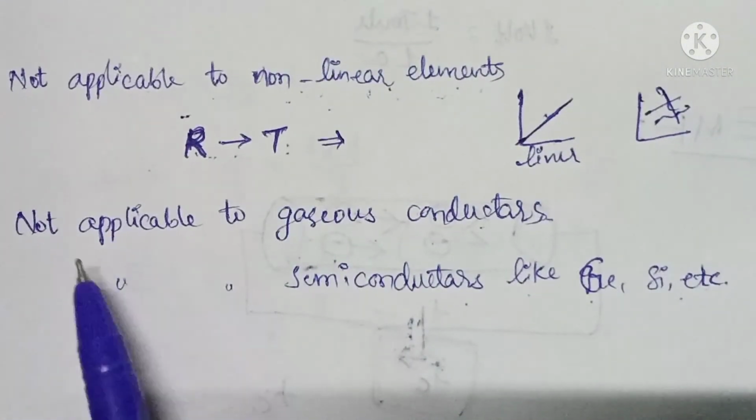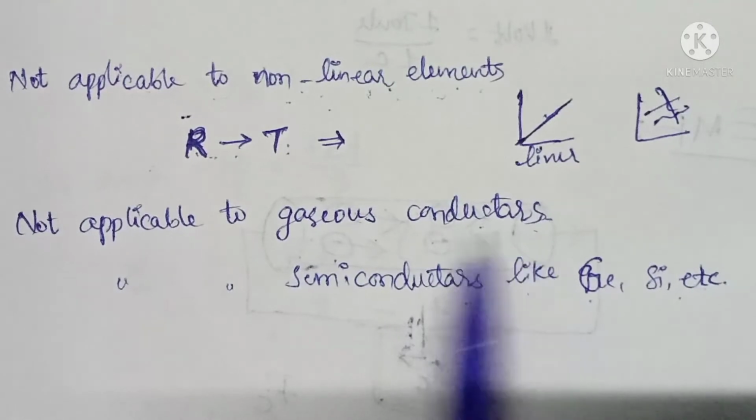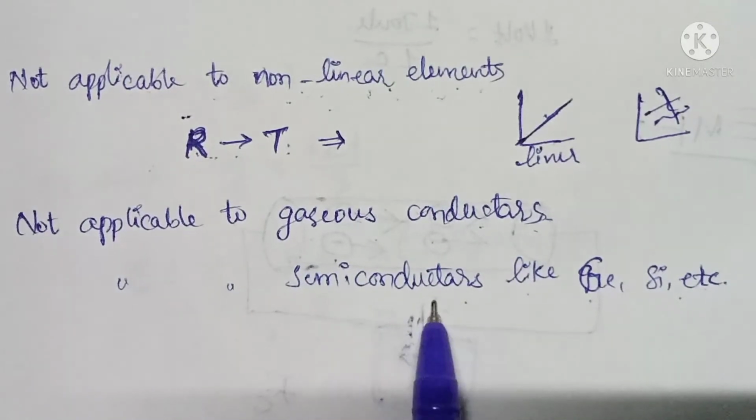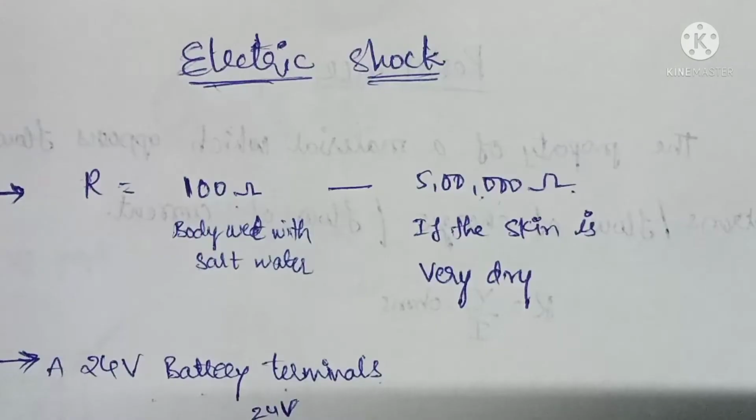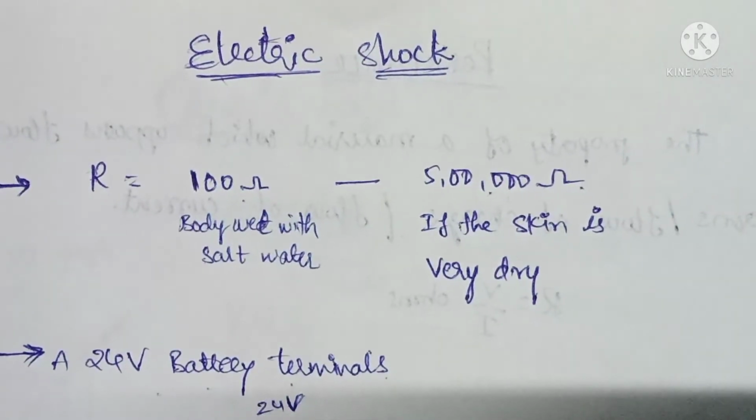Ohm's law is not applicable to gaseous conductors, and it is also not applicable to semiconductors like germanium and silicon. So the next topic is electric shock.